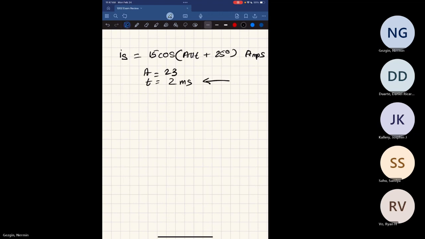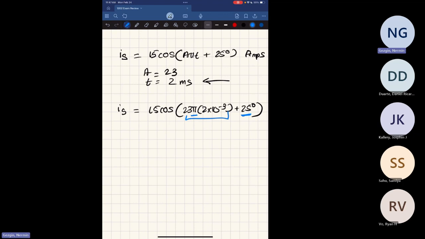I'll be honest, I made this mistake too the first time. You might be tempted to do 15 cosine 23 pi and just plug it in like that, but the answer is not going to be correct, because you need to pay attention to this. The 23 pi times 2 times 10 to the negative 3 has a pi in it. That's usually a sign that it's in radians. Now, we do have 25 degrees here, and that means we cannot add radians and degrees together.